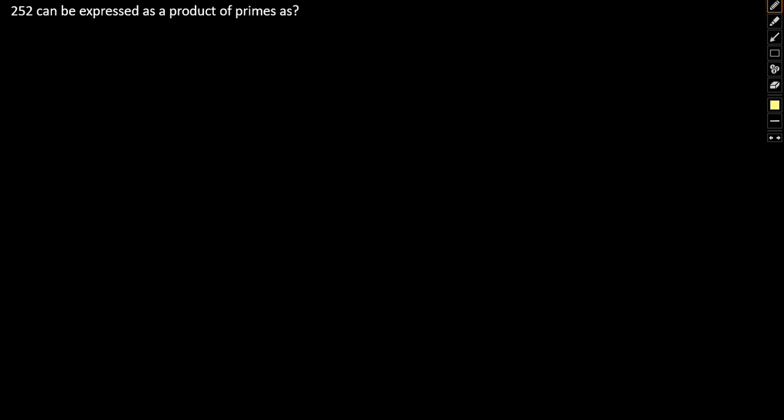252 can be expressed as a product of primes. So basically all we need to do is prime factorize 252. So this is a fairly easy question. So 252 can be written as, say, 2 times 126, again 2 we have 63, we'll take a 3, 21 we have 3 and 7.